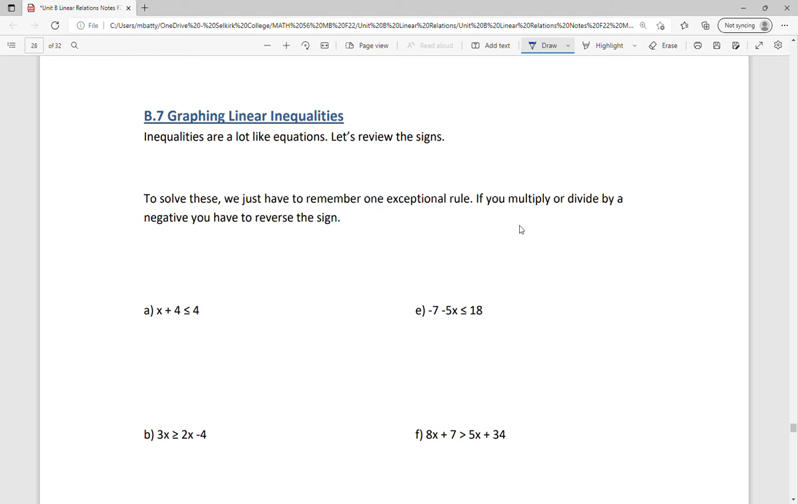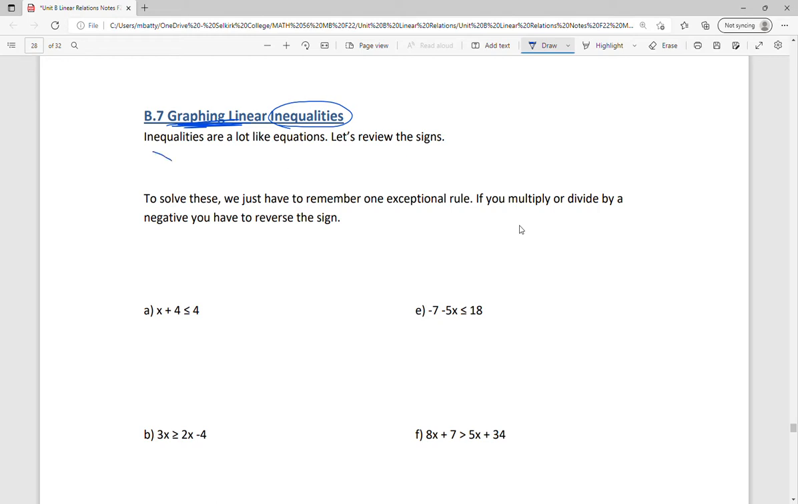So the last section of Unit B mercifully does not carry on with that function bit. It's a little bit of a throwback to graphing equations, except these are not equations. They're inequalities. Inequalities basically replace the equal sign with greater than or equal to or less than signs. So you might have remembered them as alligator mouths.